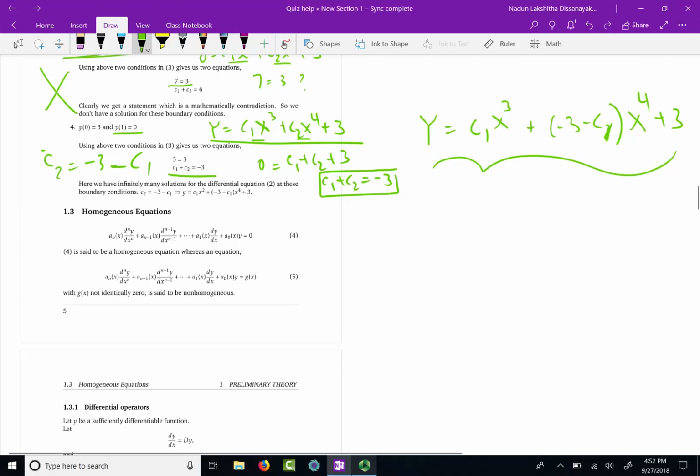So in this case, we do have solutions, but there are infinitely many solutions again, because we cannot find c1. This does not mean that you don't have a solution. It says that we have infinitely many solutions.